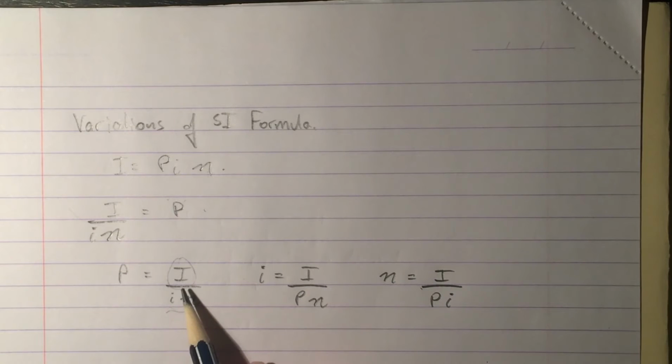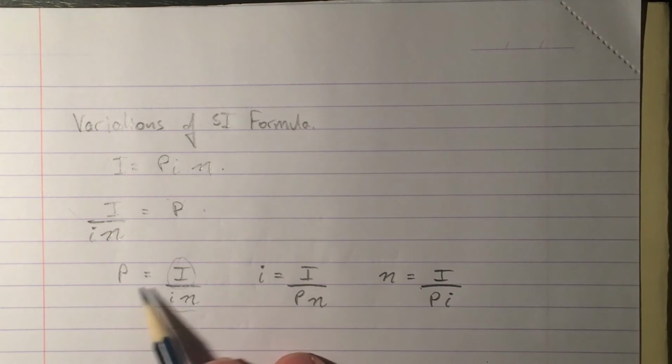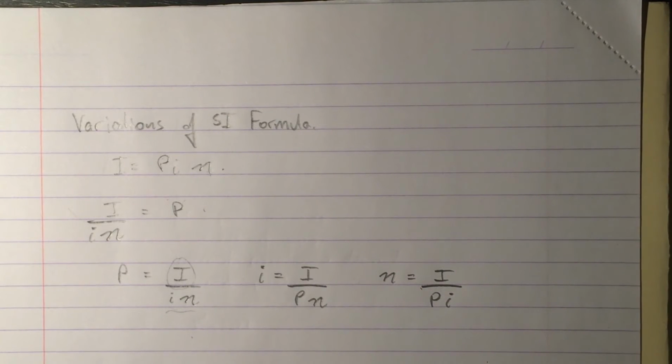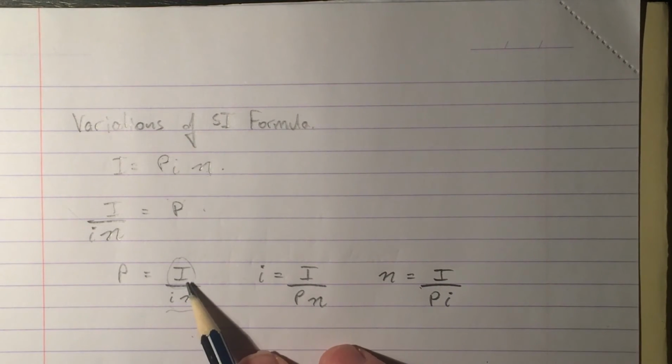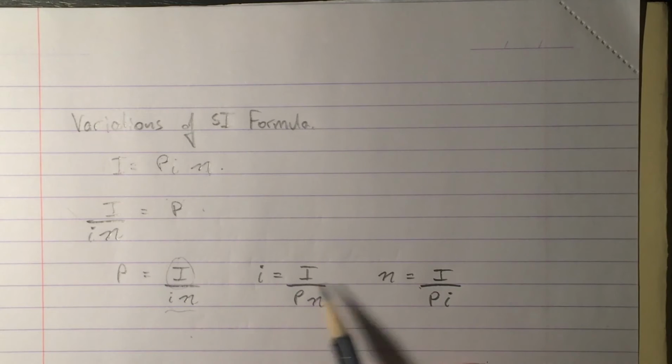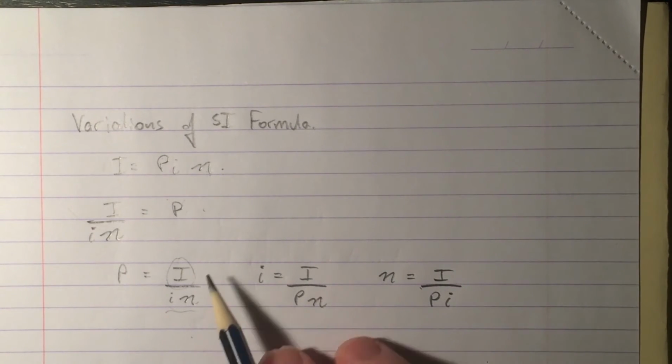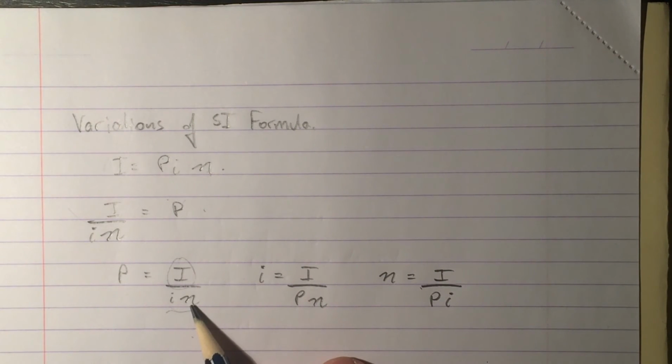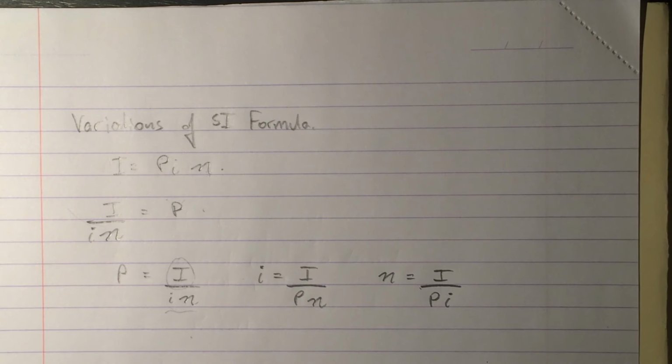And you can see the pattern now that whatever the subject of the equation is, P, i, or N, the numerator, the top line of the fraction, is always the interest, uppercase I, and what's on the denominator of the fraction, the bottom line, is always whatever's left over. So that's one easy way of remembering these three variations of the simple interest formula.